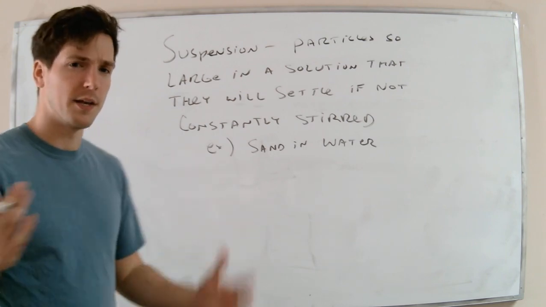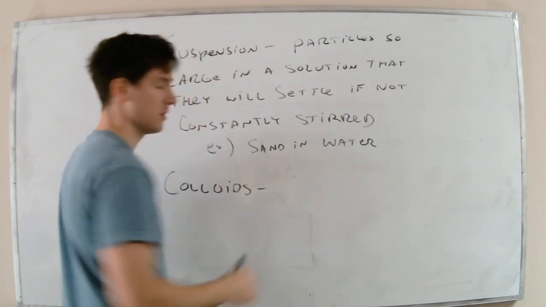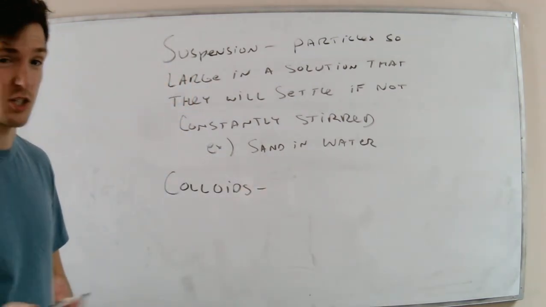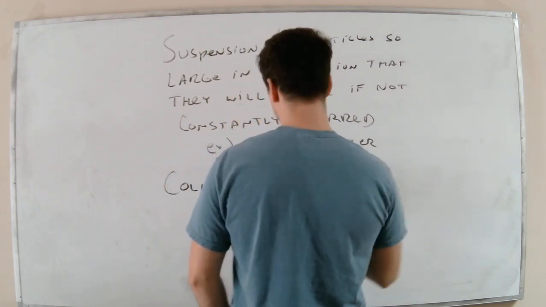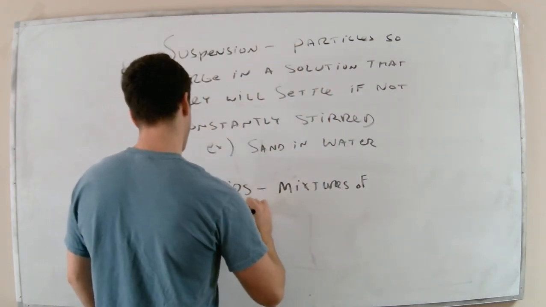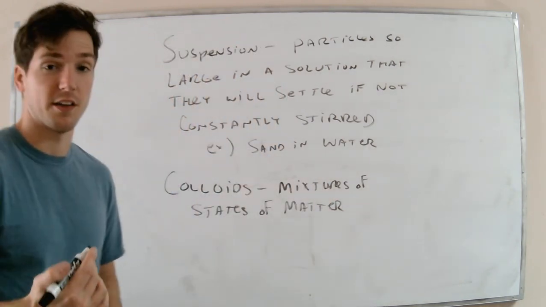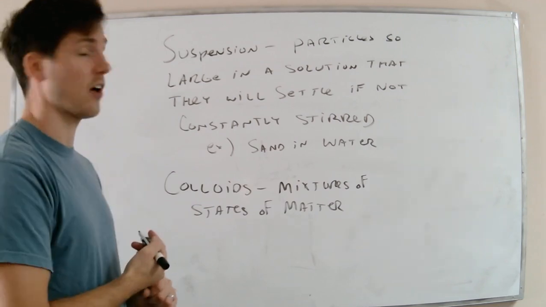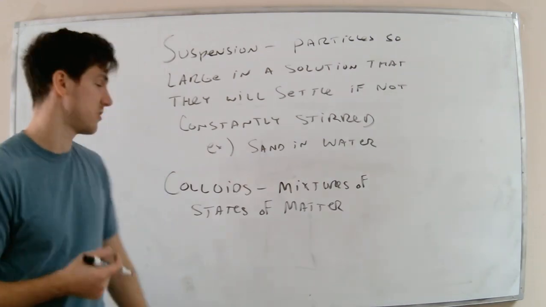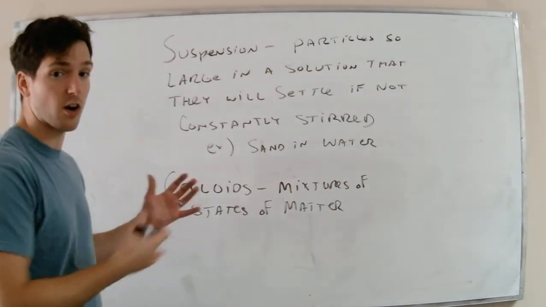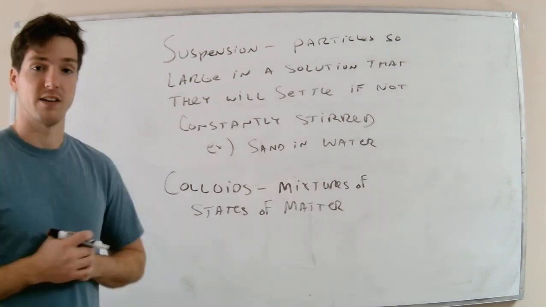Another definition, which is something we've talked about, are colloids. Colloids are just mixtures of states of matter. We talked about these at the beginning of the year, right? Things like sol, which is a solid and a liquid, gel, which is a liquid and a solid, aerosol, which is a liquid and a gas. These are our colloids, and they're just mixtures of states of matter. I just wanted to remind us of that real quick.